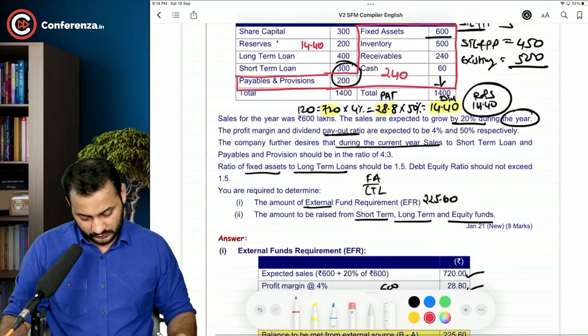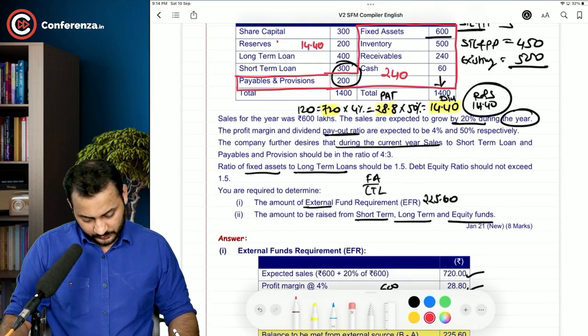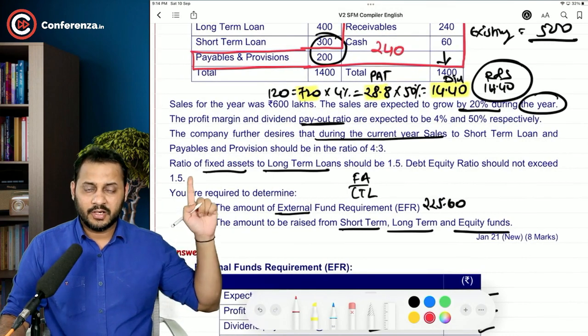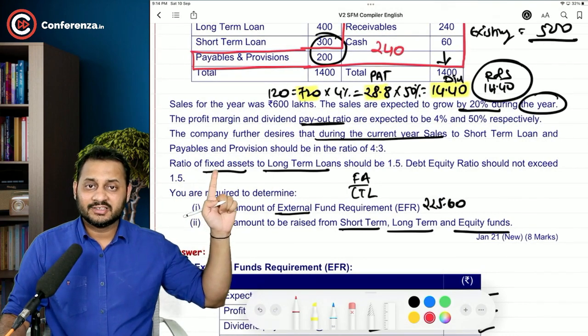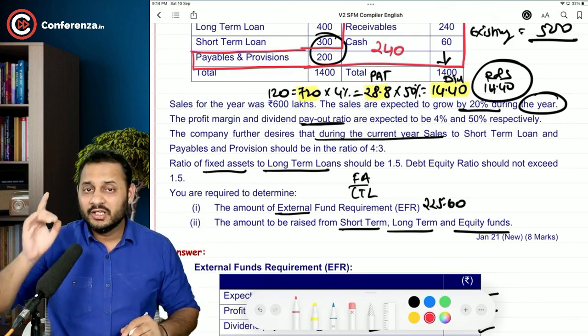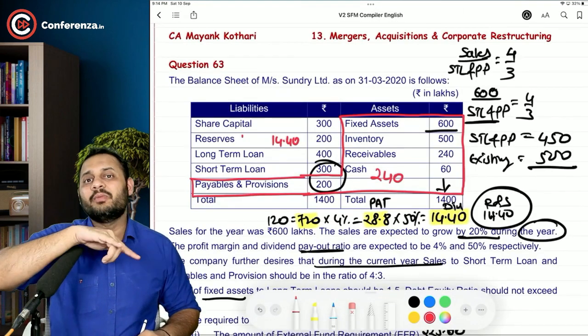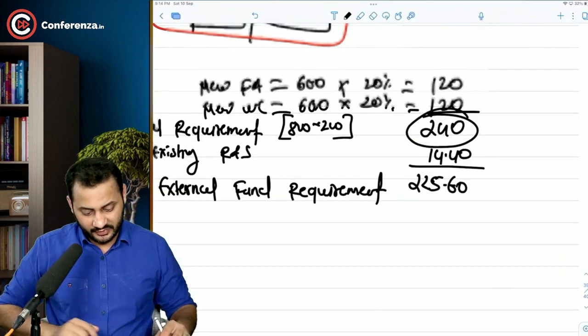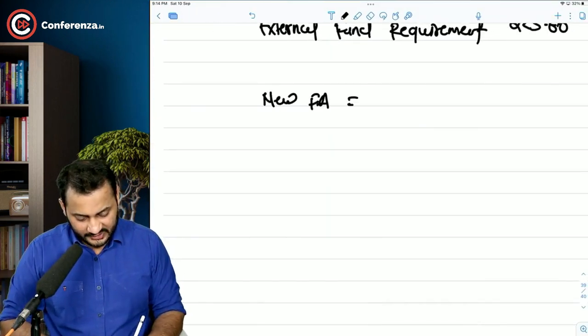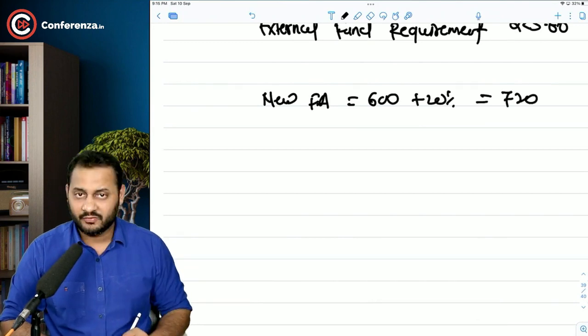Now, coming over to this part, ratio of fixed assets to long-term loan. How much is the total fixed assets now? 600 plus 20%. We need 720. See, the new fixed assets is 600 plus 20%, that's 720.